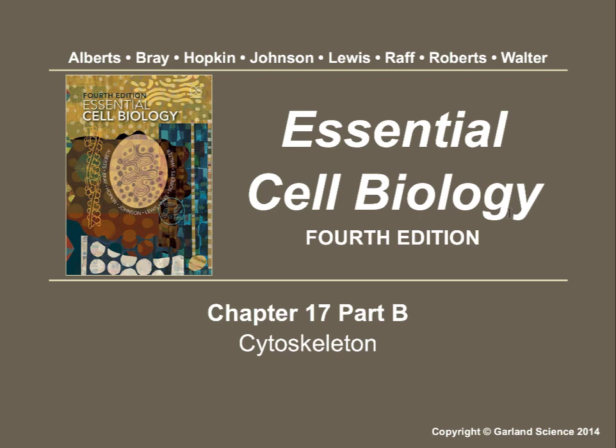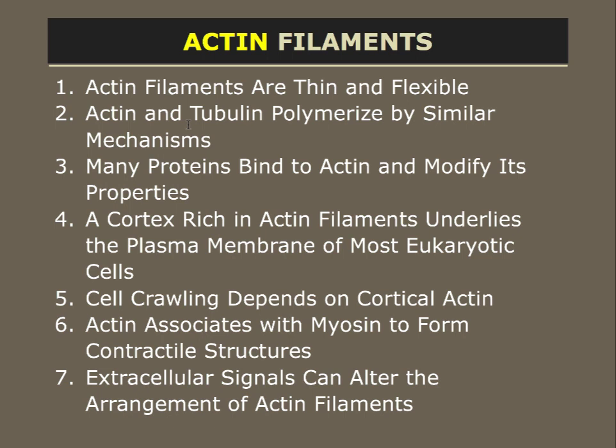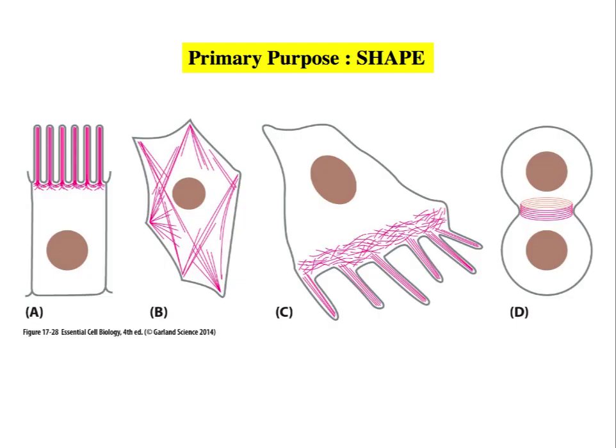Welcome back. This is Chapter 17, Part B on the cytoskeleton, namely actin filaments. The chapter is quite nicely organized into the structure and then the function of actin filaments pertaining to cells, namely animal cells. And the last part of the chapter looks at how striated muscle, skeletal muscle, works with respect to contraction.